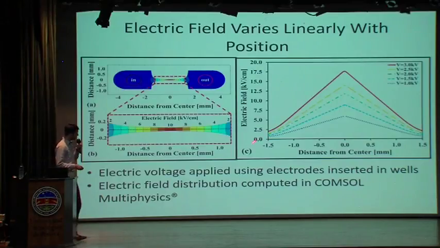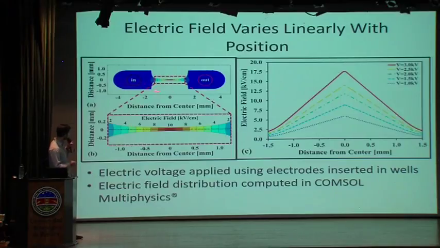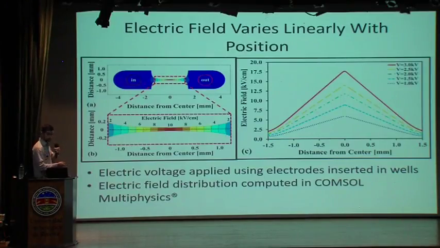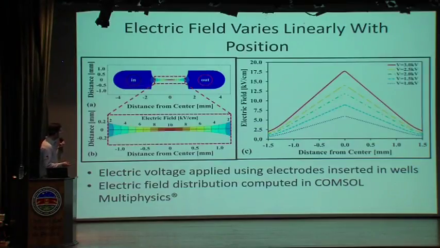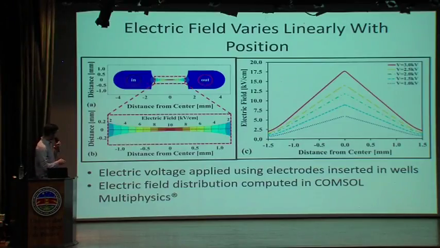So I mentioned that the electric field varies with position, right? So this is a COMSOL simulation. COMSOL Multiphysics is a modeling software. So we have electrodes right here and right here. And we apply the electroporation pulse, and as a result, we see this continuous variation in the electric field strength. So for several different applied voltages, you can see that the electric field varies linearly with position.